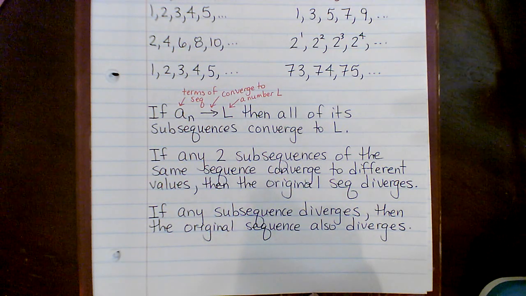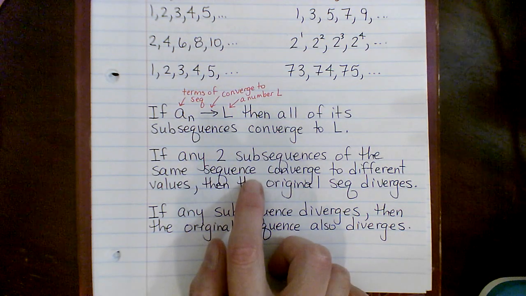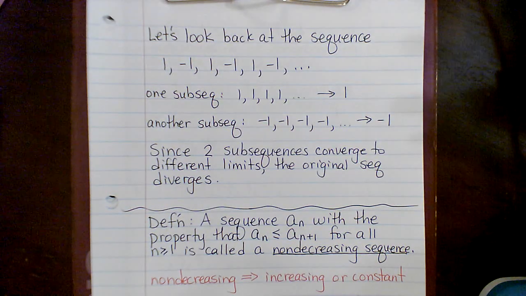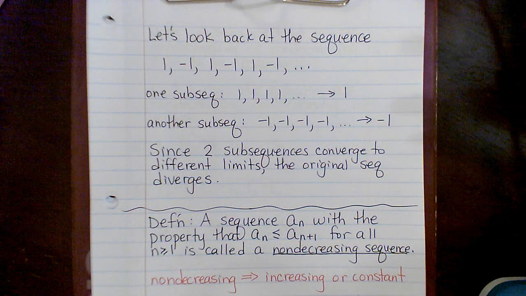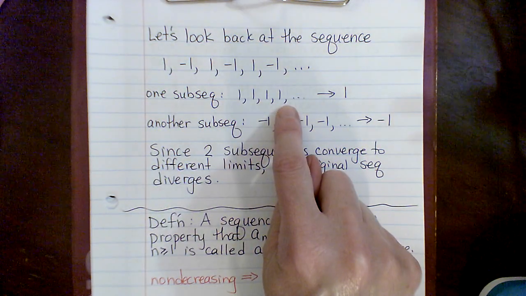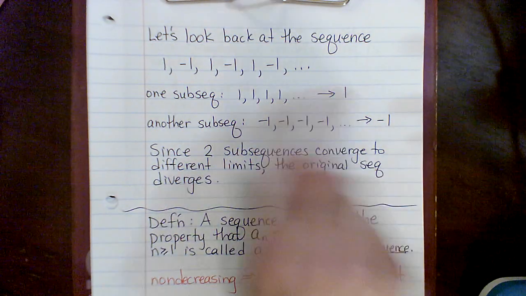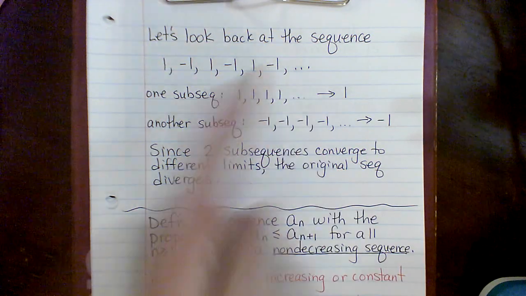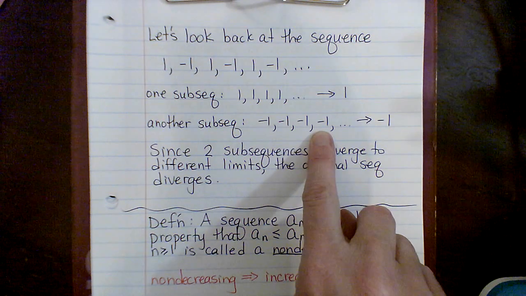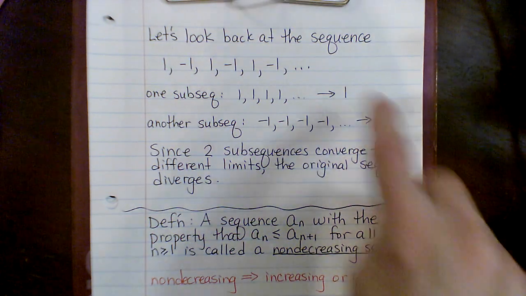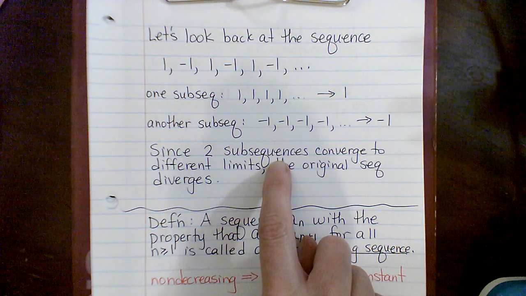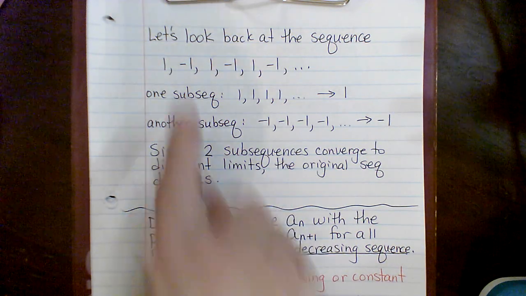Now let's look at this one specifically, because if we look back at that alternating sequence of 1, -1, 1, -1, one subsequence of this is just looking at the positive ones. That converges to 1, right? Just a constant sequence. Another subsequence is if I just look at the negative ones. Well, that subsequence converges to -1. Since I have two subsequences of the same sequence that are converging to different limits, my original diverges.